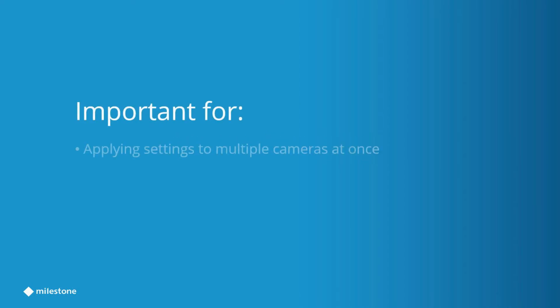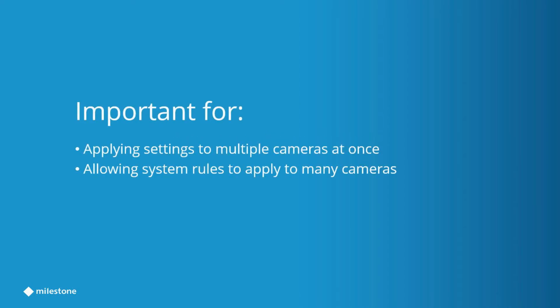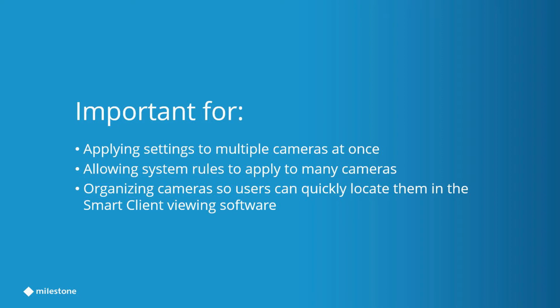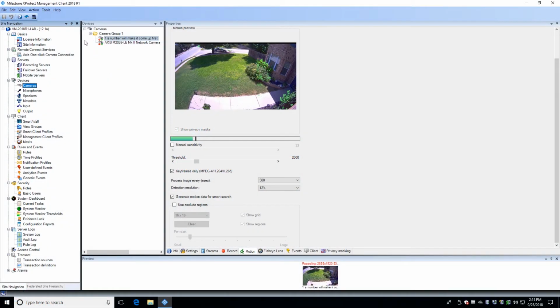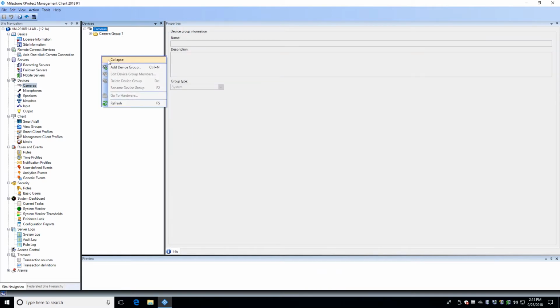Camera grouping is a critical time-saving feature where cameras can be placed into one or more groups. This is useful if you want to apply settings changes to multiple cameras at once, have specific rules applied to multiple cameras, or to make locating cameras easier for your users. Make a new camera group by clicking on the camera's node, and then right-clicking in the Devices area. We'll make a new group, name it, and click OK.